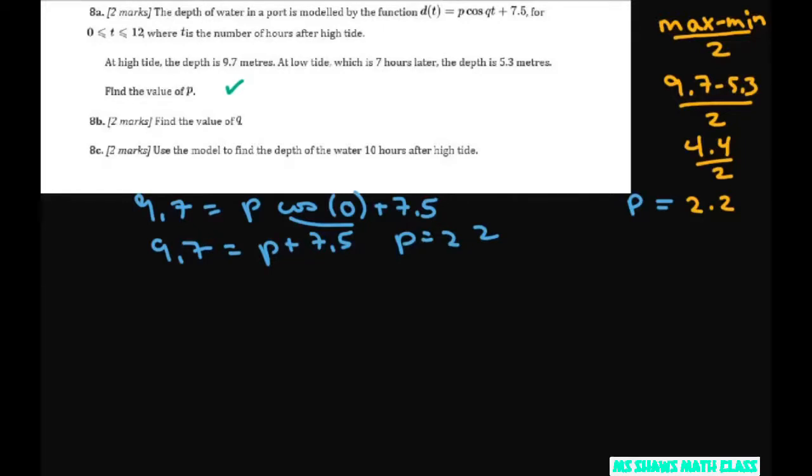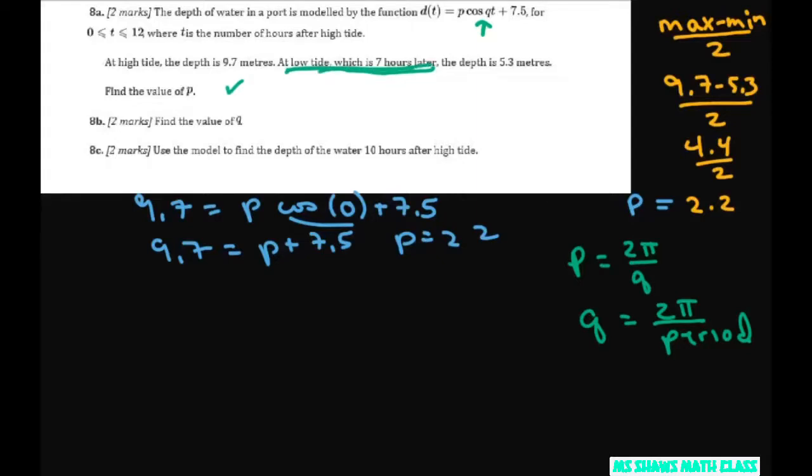Find the value of Q. So Q is related to your period. Your period is going to be 2 pi over B, and in our case that's Q, so Q equals 2 pi divided by your period. Now, in our case, low tide is 7 hours later, so that's half the time. So to complete the cycle and go back to high tide, that's going to be 14 hours.